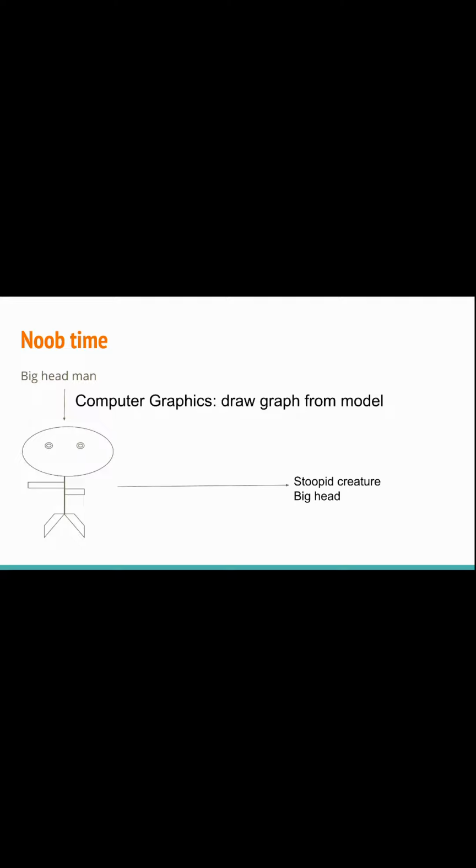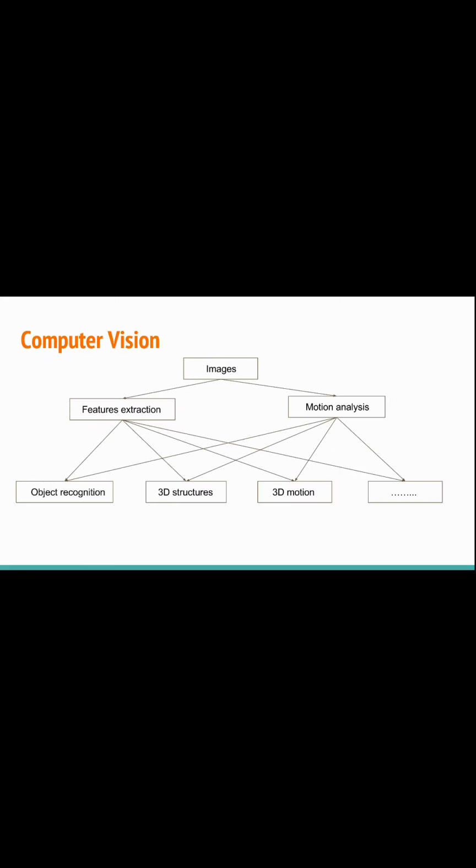Assume we have a model called a big cat man, then we will draw an image like this. This is what computer graphics does: it draws an image from a model. Then we might interpret this image as a creature with a big head, whatever. And this process is called computer vision, because we are building models from the image.